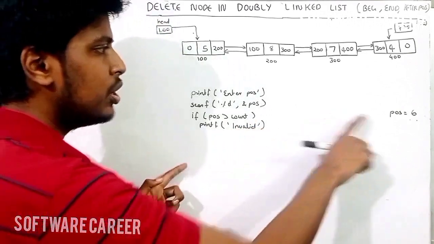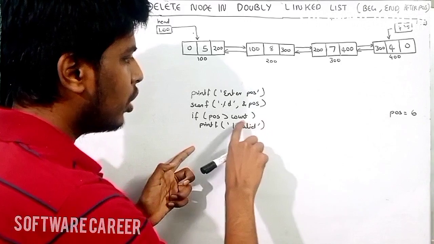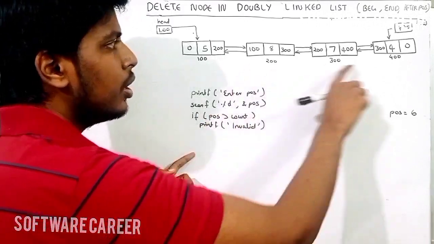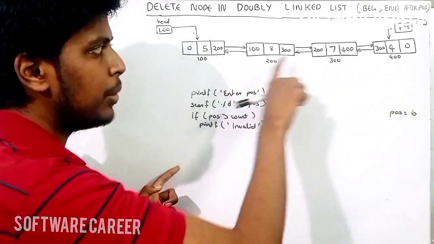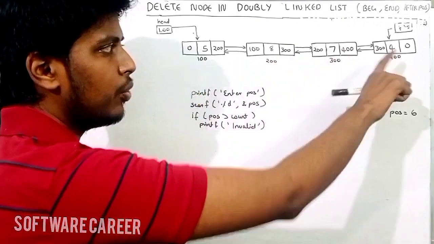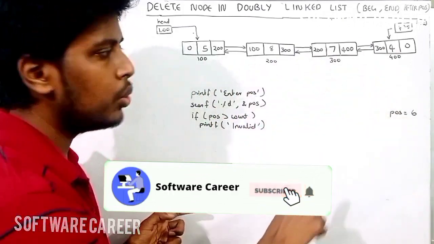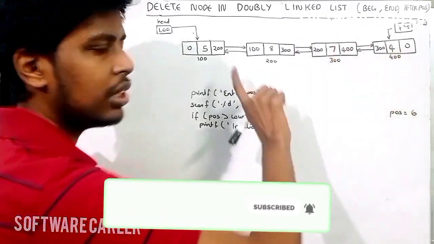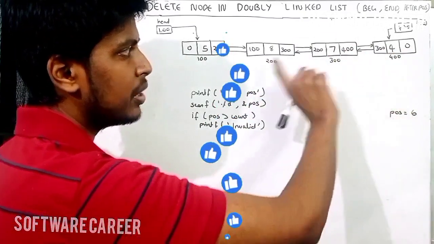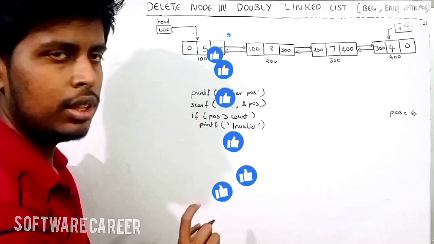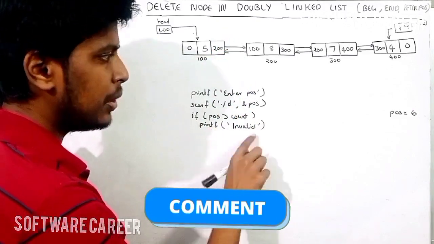So see here, position is 6. Now what is this count? Count is number of nodes present in the linked list. It's a separate program. I have taught you how to count number of nodes. So see here, the 6 is greater than 4. So you can't delete 6th node from this linked list because 6th node is not present in the linked list. That's the thing. Now see, now it prints invalid.